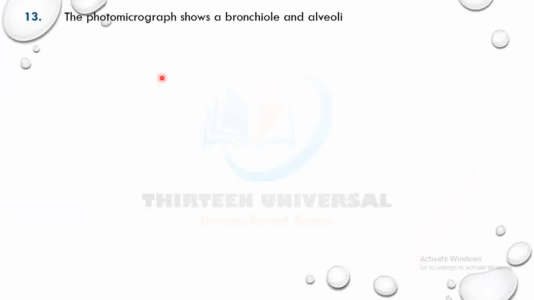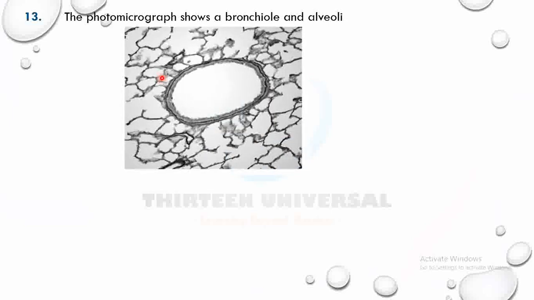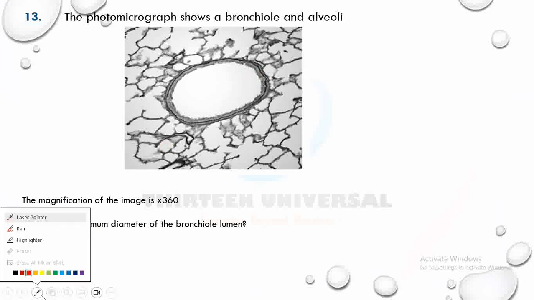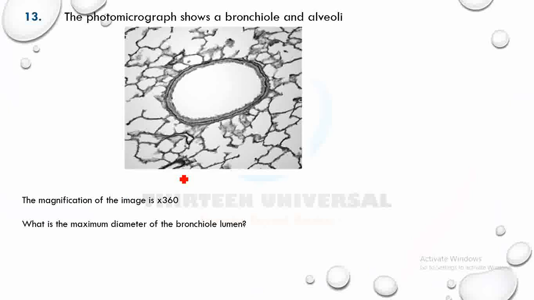The photomicrograph shows a bronchiole and alveoli. Okay. And the magnification of the image is times 360. What is the maximum diameter of the bronchial lumen? So they're asking us for the maximum diameter. All right, so we're looking for the actual. We have solved this question before, but I want you to pause the video and try to solve this question.